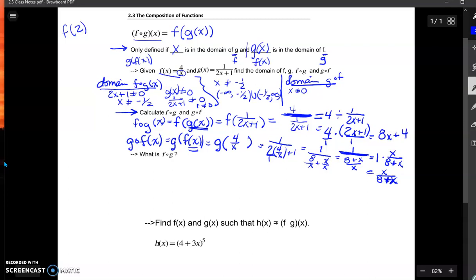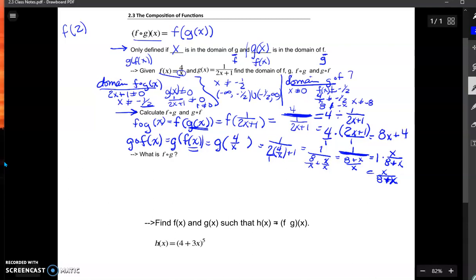Now let's look at the other half. f of x has to be in the domain of g. Well, what is the domain of g? The domain of g, we calculated it over here, was all numbers except -1/2. So f of x cannot be equal to -1/2, which means 4 over x is not equal to -1/2. Multiply both sides, or however you like to do it, cross multiply, you get 8 equals -x, and again x is not equal to -8.